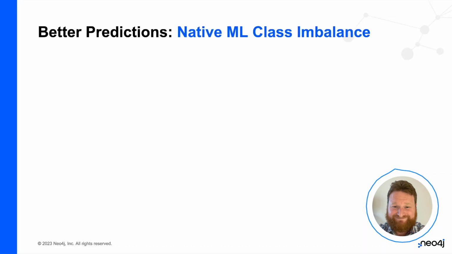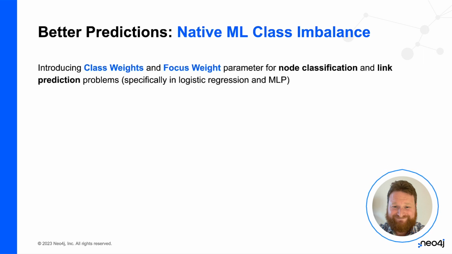Now, the last thing I want to mention under making better predictions are the new configurations we've added for handling class imbalance in our native machine learning pipelines. So there's a few different things that we've done for this. The two that I'd like to mention are introducing class weights and introducing focal weight as a parameter for node classification and link prediction problems, specifically for logistic regression and MLP, which are just the two model candidates for these types of problems that we've selected for this new feature.